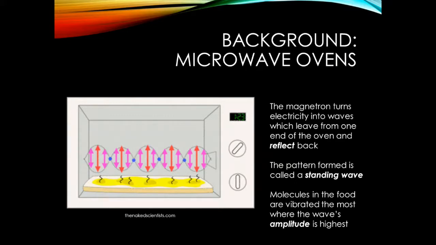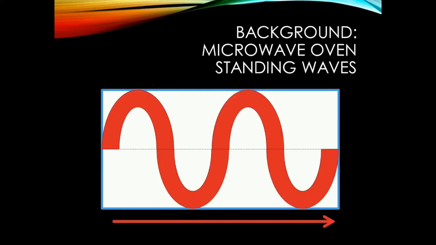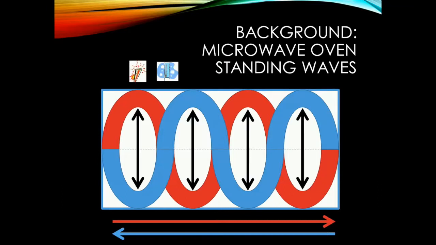For some of you, this may be the first time you've ever heard of a standing wave. Let's take a little closer look. Imagine that a wave leaves the left side of the microwave and travels towards the right side. When it reaches the wall, it bounces back and forms a perfectly overlapping pattern. Places with the largest area in between the curves are said to be the places where the amplitude is the highest. This is also where the food gets heated the most.